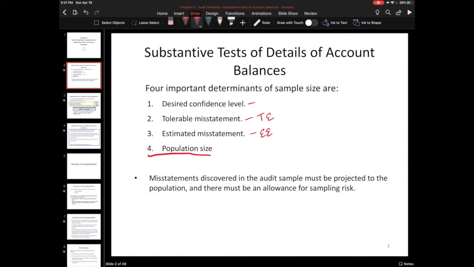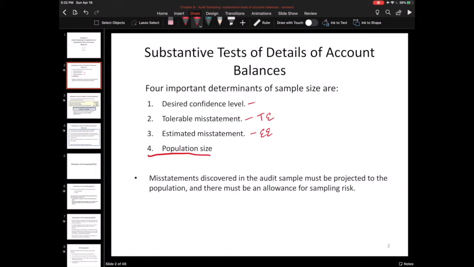This is new for substantive testing, right? Because when we did test of controls, population size typically didn't come into play unless the population was relatively small. But now with substantive testing, it is typically quite important, which makes sense, right? Like the materiality of an account balance should be important because we know if a balance is relatively immaterial, it would make sense that we would want to test it less than if a balance is highly material.